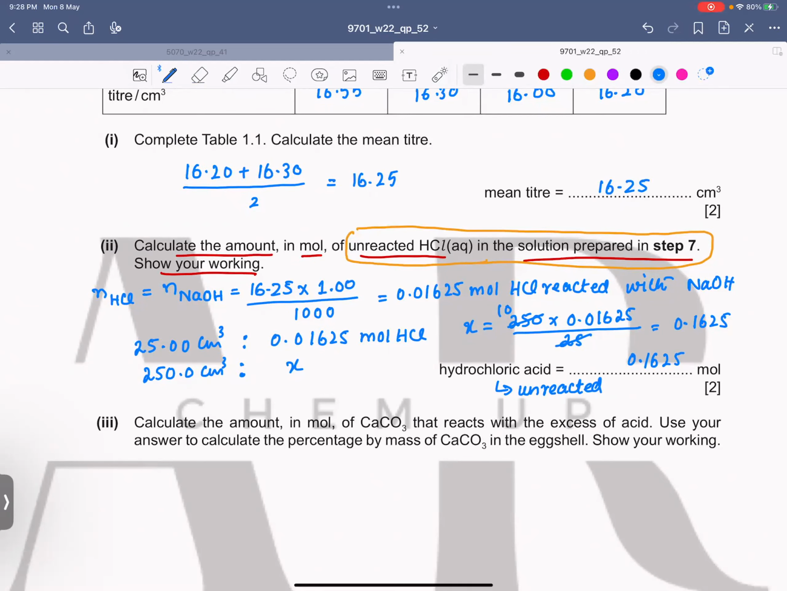Unreacted after reaction with eggshell. Is this understandable to everyone? If anyone has any question to ask. Yes. Is this clear?